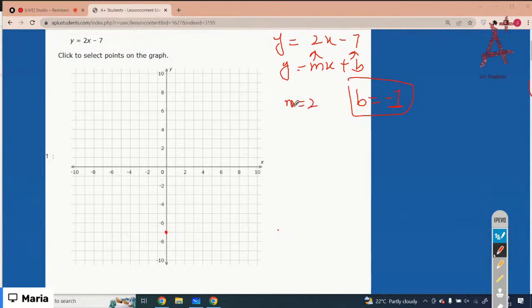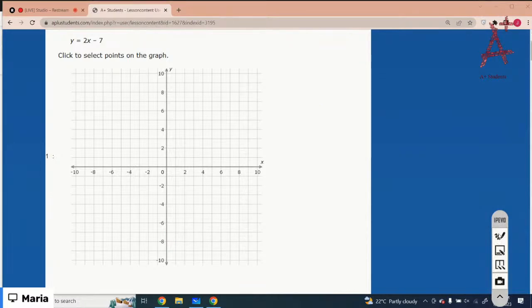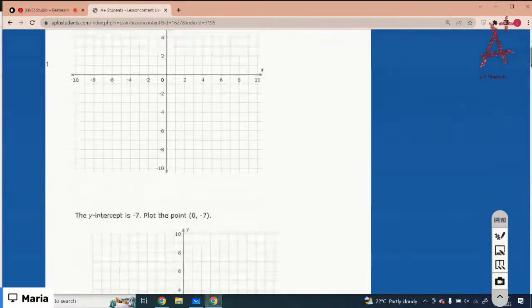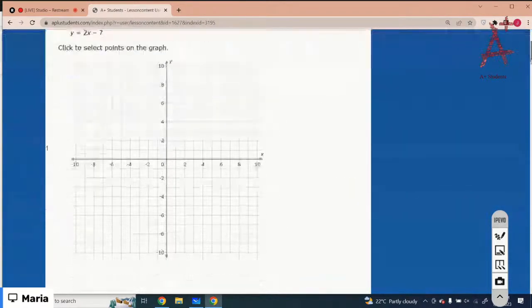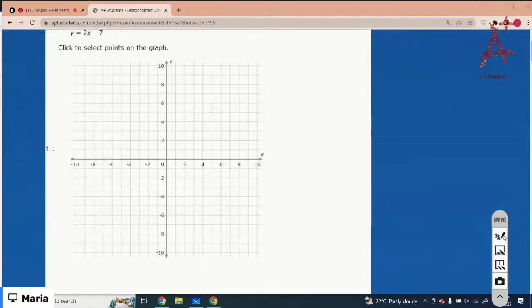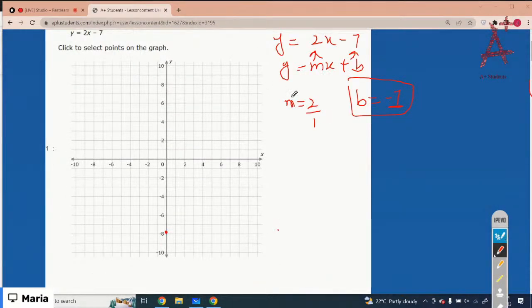That means this is the point where the graph is touching the y-axis. And the next thing is we are given the slope, that is 2, and that means it would be 2 over 1. Got it? So the 2 over 1 means you have to move up 2 points from the y-intercept. Just move up 2 points and right 1 point. So it would be here. Just join these 2 points and make a line. That is actually the graph of the equation. Got it?